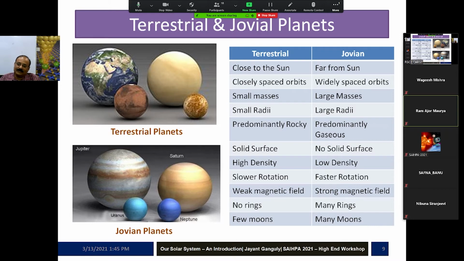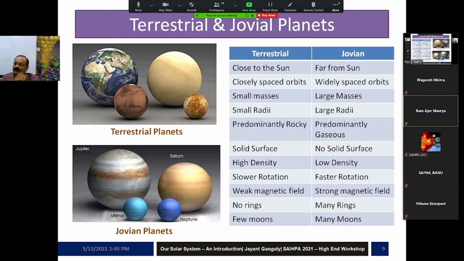So astronomers and scientists classified the objects into two major classes. One they called terrestrial objects, and the other they called Jovian objects. Which objects are terrestrial? Terrestrial objects are Mercury, Venus, Earth and Mars. They are grouped together mainly because of their size and density, and their structures also have a say in this classification. And we have the other class, the Jovian planets: Jupiter, Saturn, Uranus and Neptune.